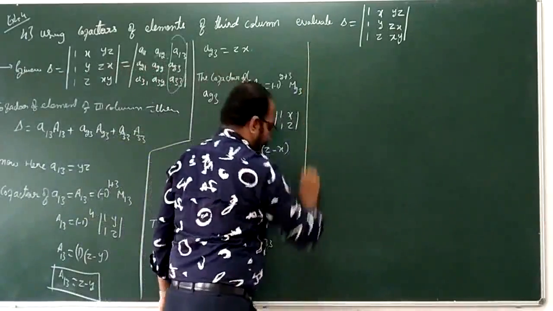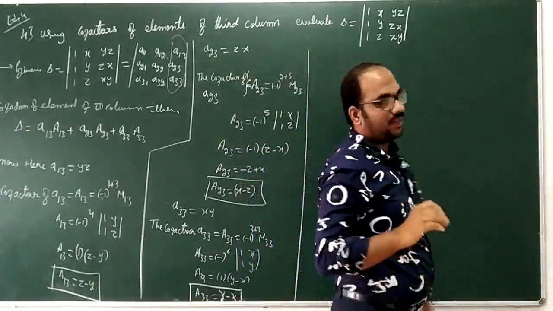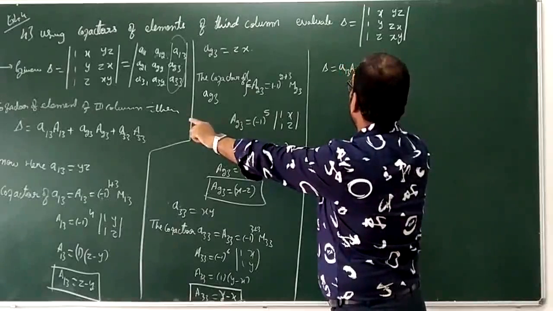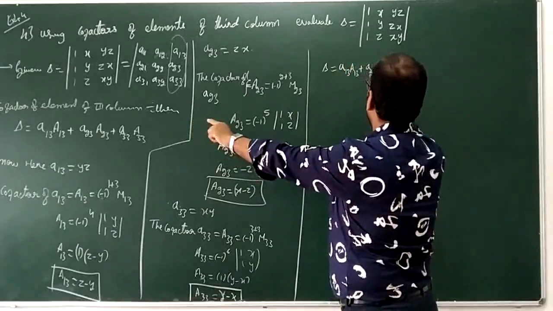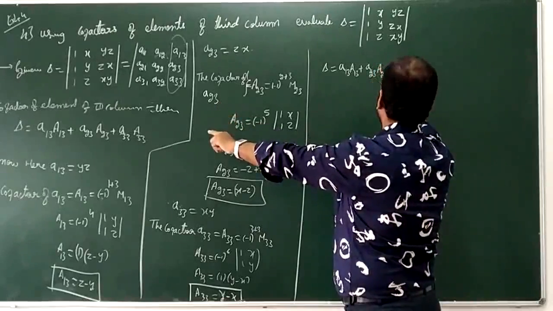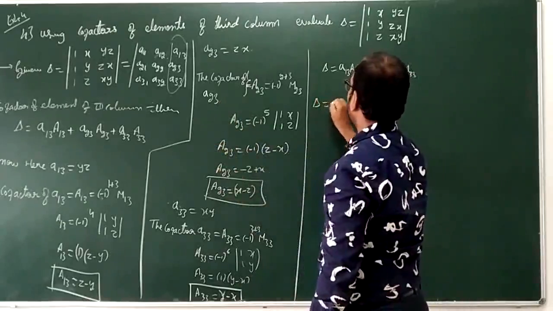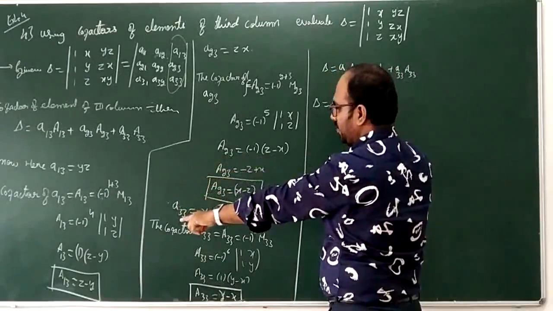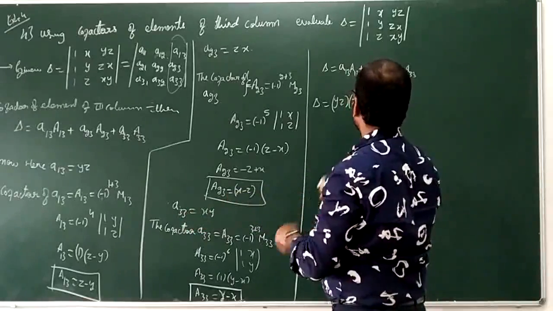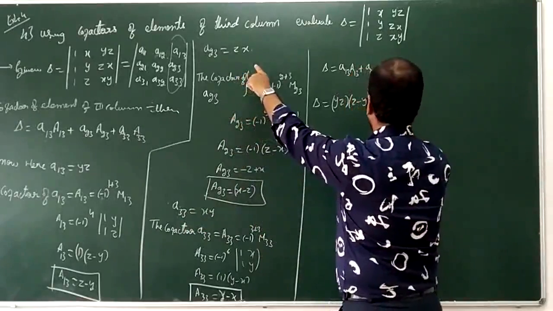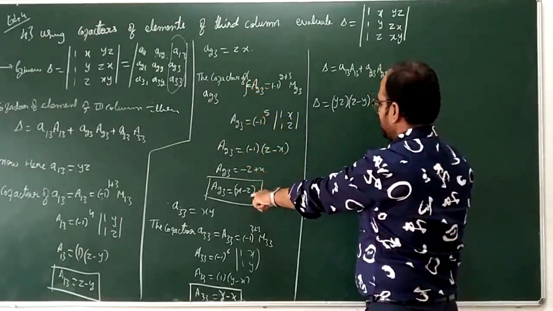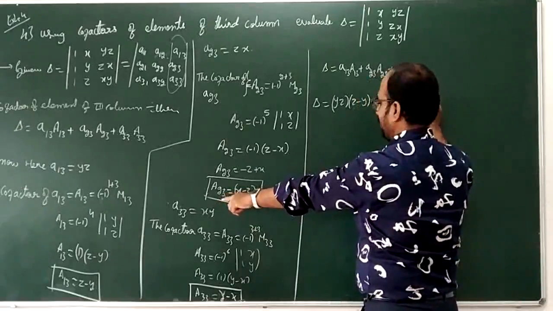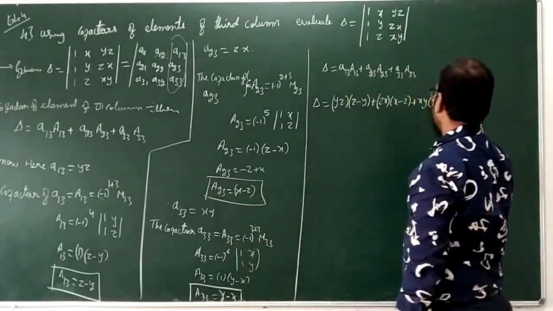Now, next, we have to evaluate. Delta is equal to a13 into cofactor of a13, plus a23 into cofactor of a23, plus a33 into cofactor of a33. Delta is equal to the value of a13, which is yz, into the cofactor z minus y, plus the value of a23, which is zx, into the cofactor x minus z, plus the value of a33, which is xy, into y minus x.